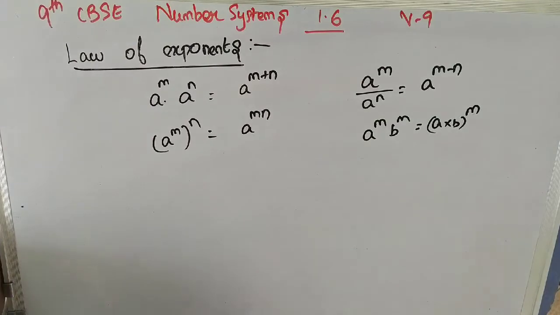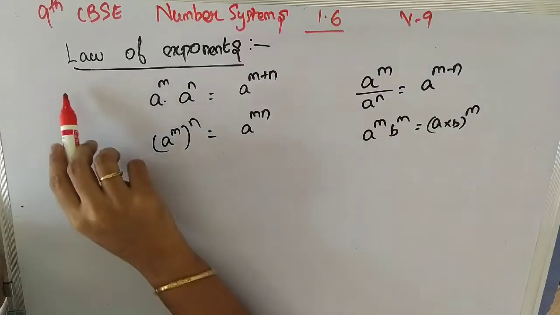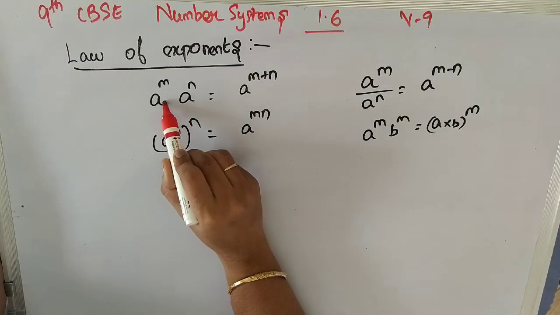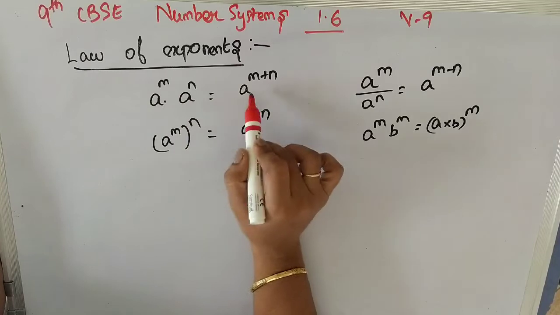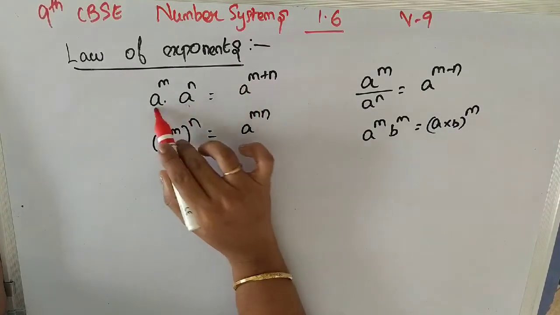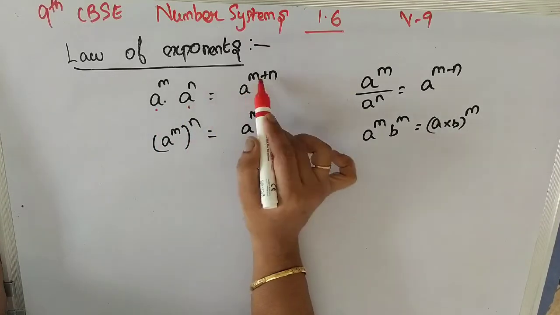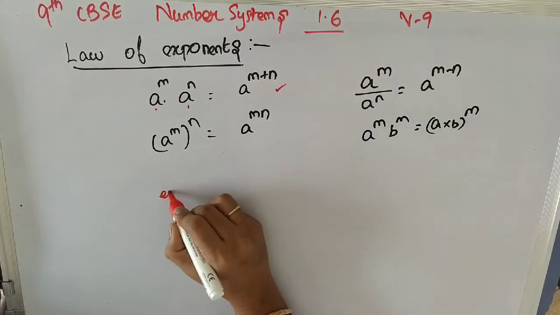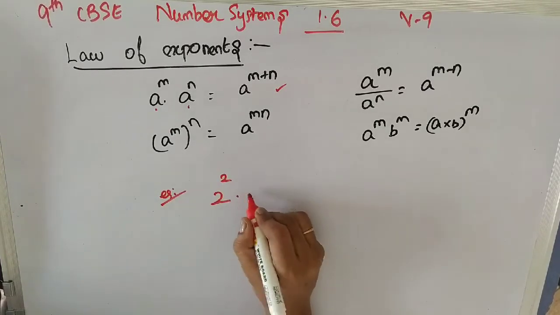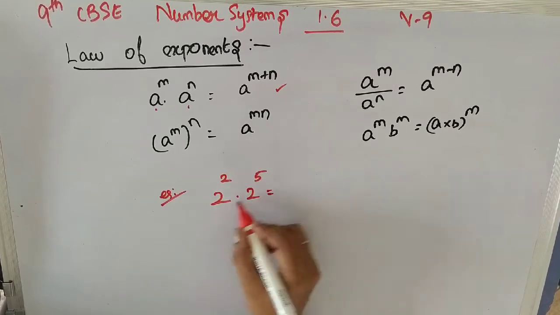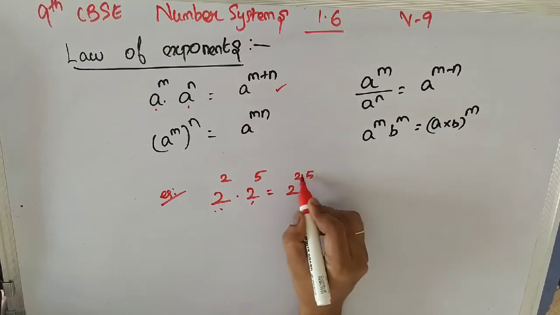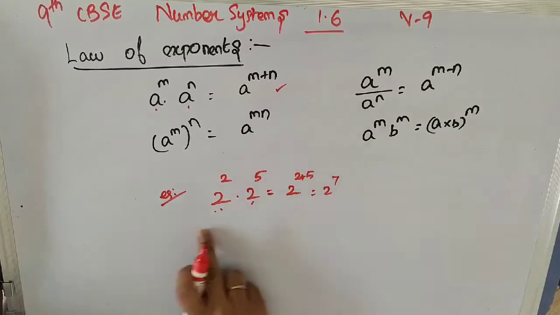Before going to the exercise, we need to know the laws of exponents. a power m into a power n is equal to a power m plus n. We are getting this because a is common, the two numbers are the same, so we take a as common and add the powers. For example, 2 squared into 2 power 5 is equal to 2 power 2 plus 5, because 2 is common, so we add the powers. So we get 2 power 7.